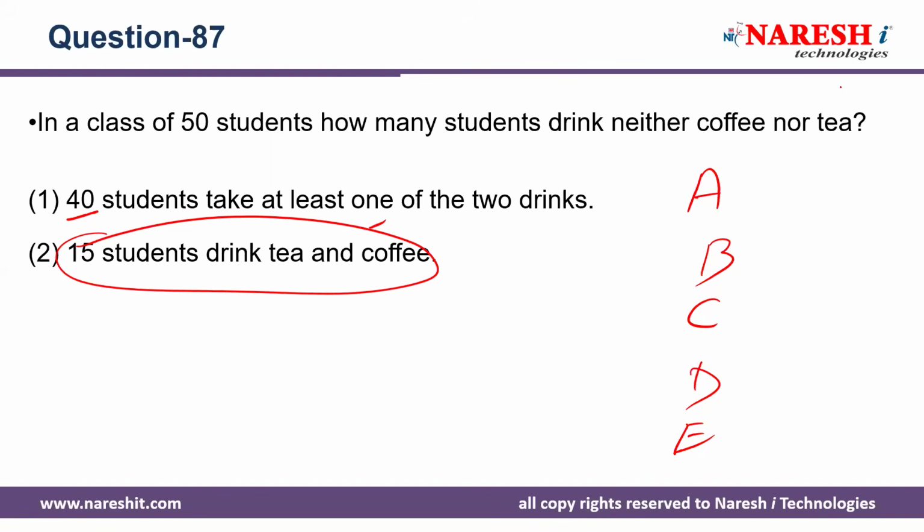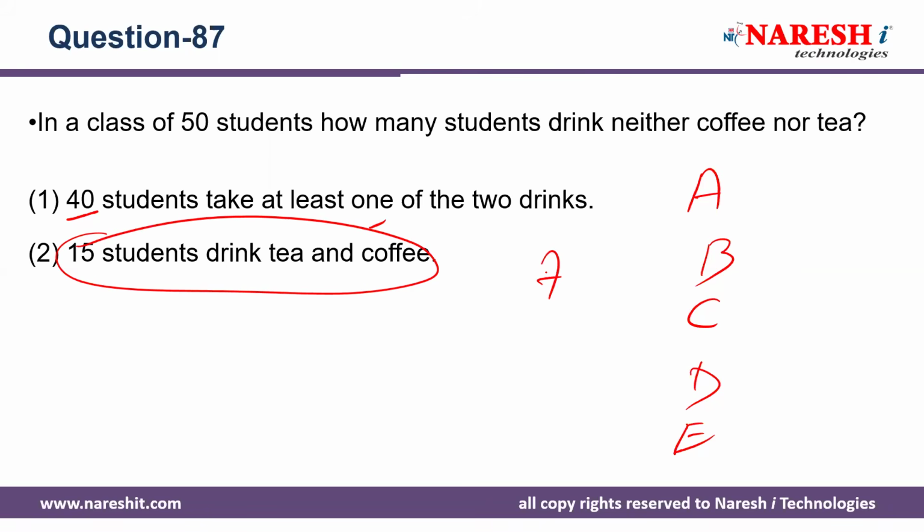Bibhuti, if your answer is B, then what is the answer to the question? Out of 50, how many people don't drink both? Can you predict the answer? If you can predict only using the second, then only your answer is correct. What is the value you will get then? Some people are telling D, some people are telling E.